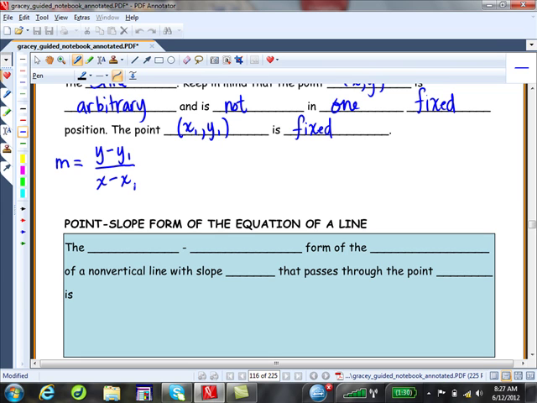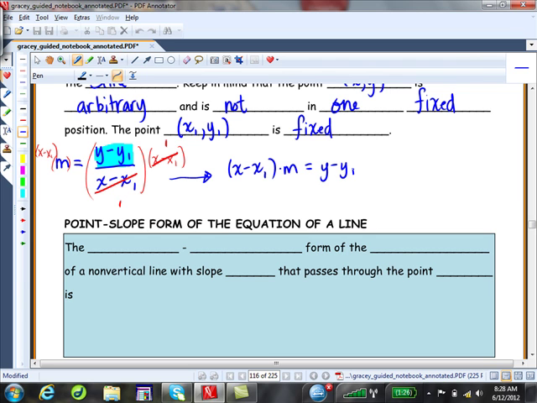Now, in this case, instead of isolating y, we're going to isolate y minus y1. In order to do that, if we multiply both sides by x minus x1, I know it looks odd, don't worry about it, we'll get x minus x1 times m is equal to, do you see how these will completely divide out to be 1? So we'll have y minus y1. Now, if that statement is true, then doesn't this have to be true? Y minus y1 has to equal x minus x1 times m.